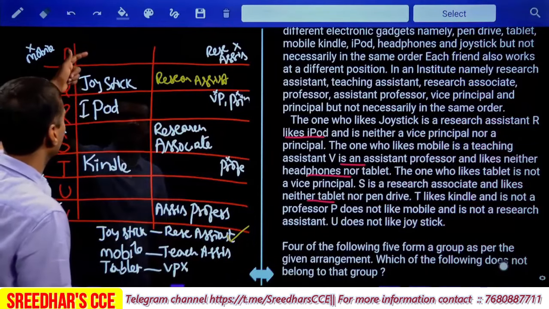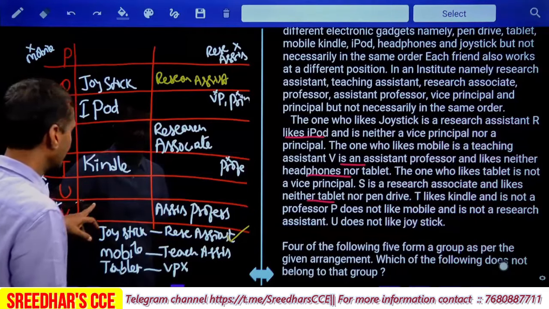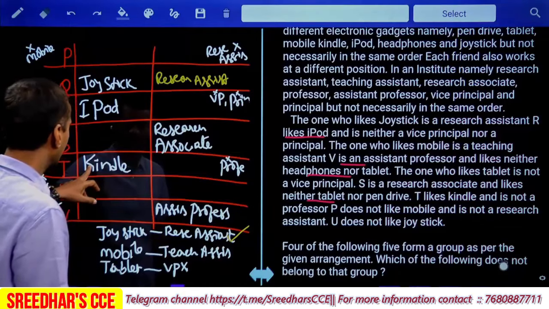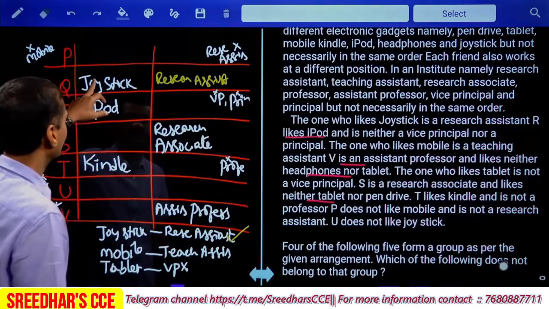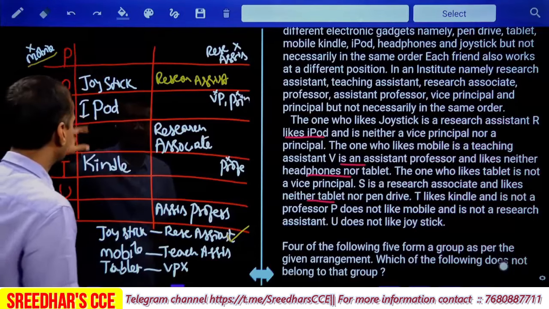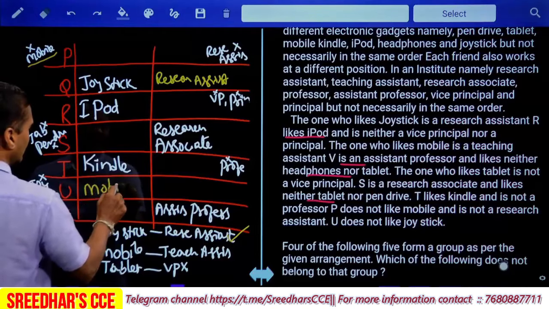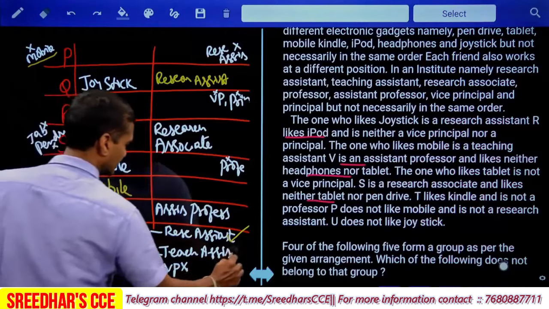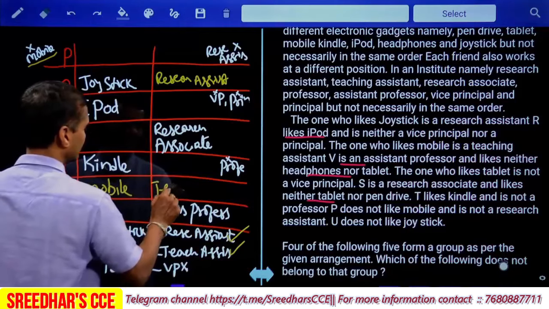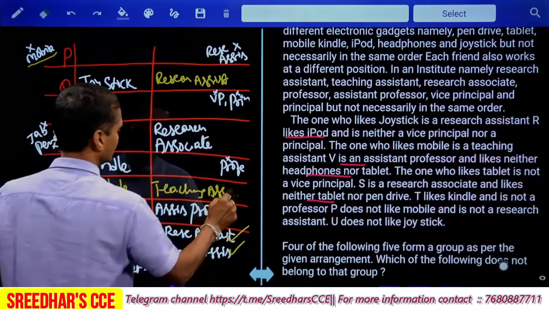Now mobile cannot be here. Mobile cannot be here as of now, isn't it? Is there a chance of mobile being here or not? Because mobile cannot be here, hence mobile cannot be at any one of these places. And you must like mobile. If you like mobile, mobile is teaching assistant. And this person must be a teaching assistant. Mobile is teaching assistant.